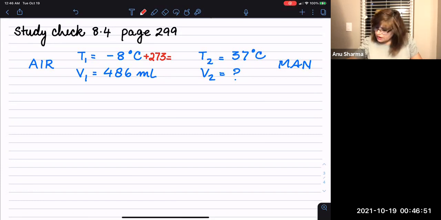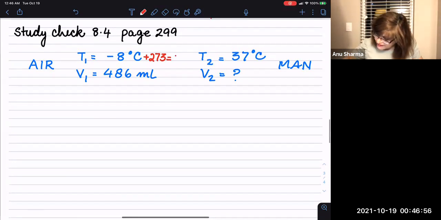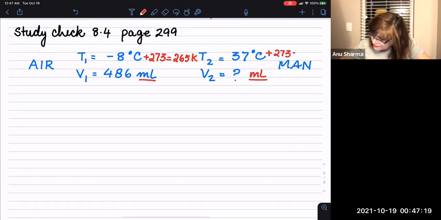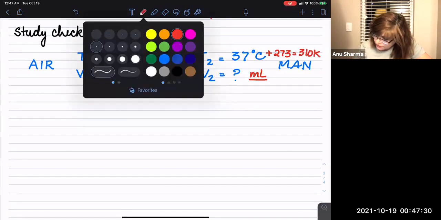You are going to basically subtract 8 from it. So this becomes 265 Kelvin. Okay. And since the question is asking, find the volume in milliliters, you don't change it. Listen to the question. If they're saying don't change it, then don't change it. But in general, the temperatures have to be changed all the time. So 273, they're not going to ask you. So 37 plus 273 is 310 K. Okay. Now, write down the formula.